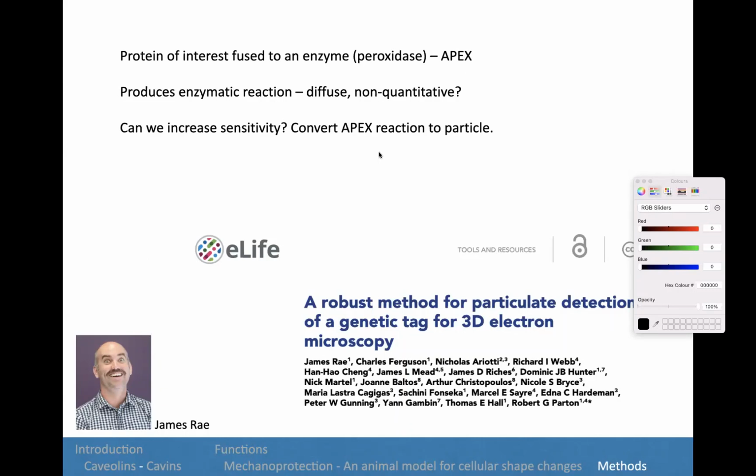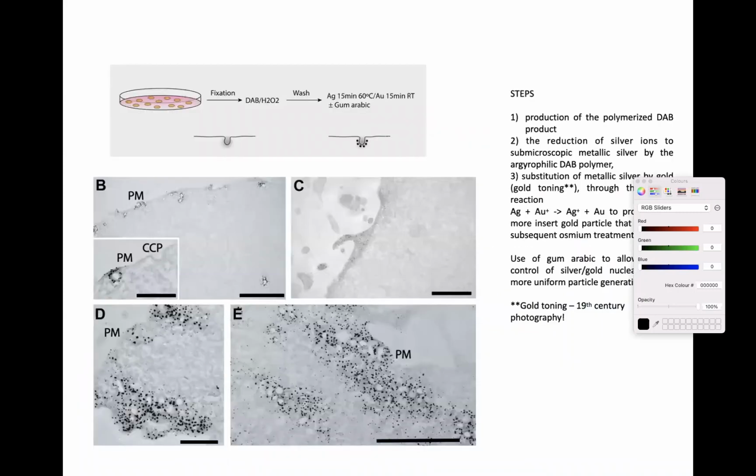And I should say we really spent a long time making sure this was a very robust method. So if anybody tries it and has problems with it, please let us know, because we think this is very robust. And it's a very simple method, really, because although there was a lot of work involved in getting it really reproducible, what it involves is doing the DAB reaction, and then we can do a silver enhancement where the silver ions are reduced by the DAB polymer to produce silver particles, and then we do a gold toning.